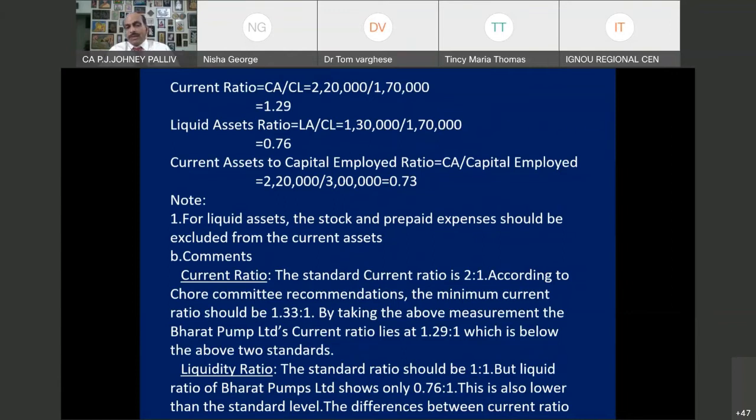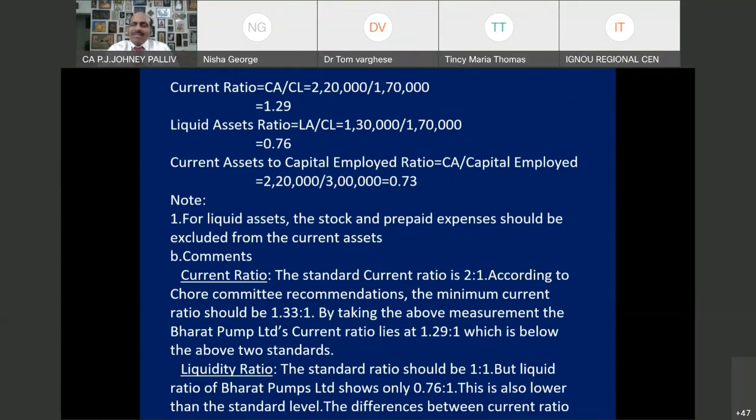So proper management of funds by using the formula of current ratio. The standard norm is 2:1. I have seen many of my clients, that means their current liability is 2, current asset is 1.